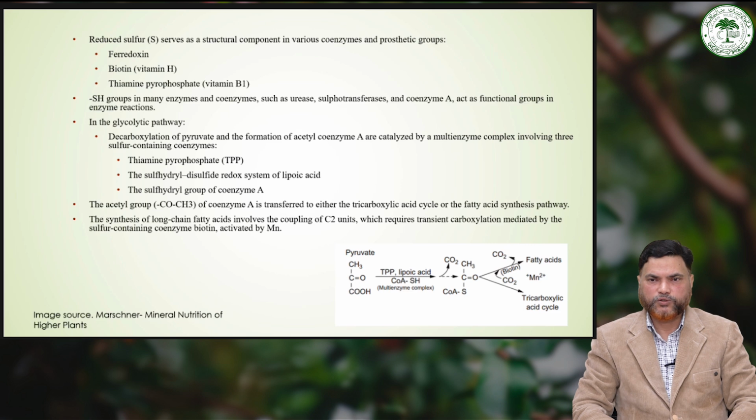Now, generally reduced sulfur serves as a structural component in various coenzymes and in prosthetic groups found in biological systems. You see, these include ferredoxin, biotin known as vitamin H, and thiamine pyrophosphate, commonly referred to as vitamin B1. Additionally, the sulfhydryl group within numerous enzymes and coenzymes such as urease, sulfotransferases and coenzyme A plays a crucial role as a functional group in enzyme mediated reactions.